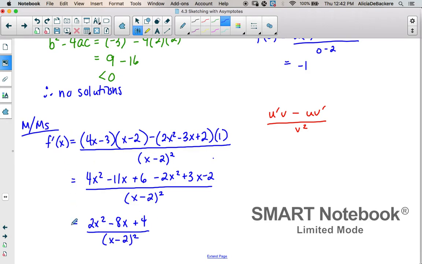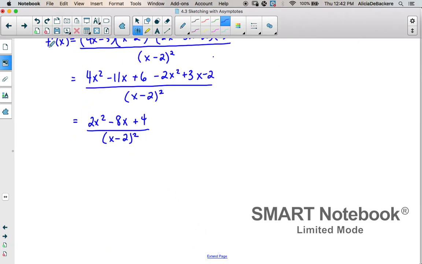I haven't set the derivative equal to 0 yet, so I can't multiply the denominator over to the other side. It is still there. And I haven't done that because I'm going to set it equal to 0 and I'm going to see when it does not exist. So I need the whole thing.